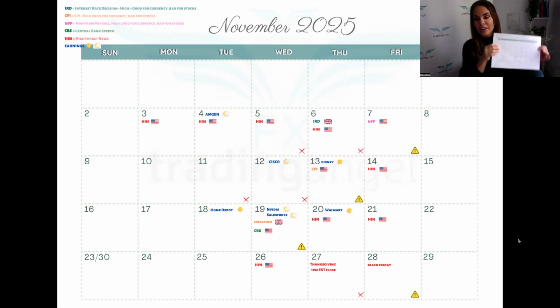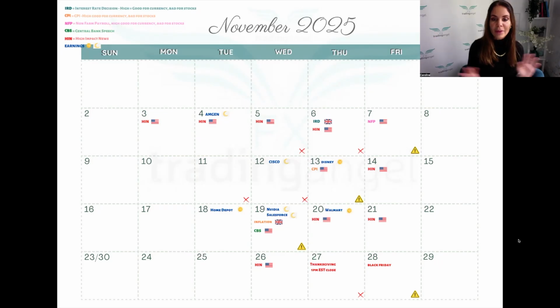I print one off every month and keep it at my trading desk, and sometimes I even write notes on it. So by the end of the month, it looks very messy and it's got lots of different details on it that I've added along the way. I make one of these every month and I have done for years, and it helps guide me through the month ahead, and also the traders who I coach find it really helpful as well.